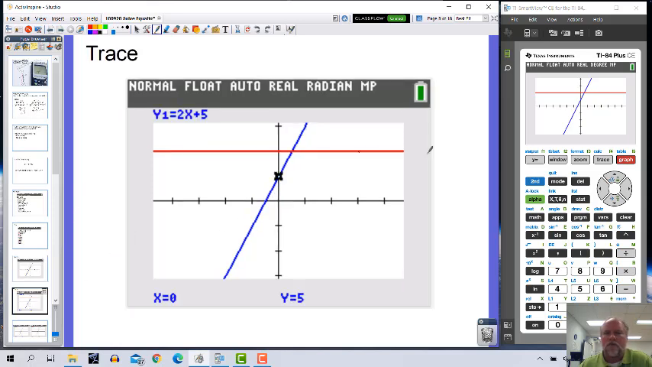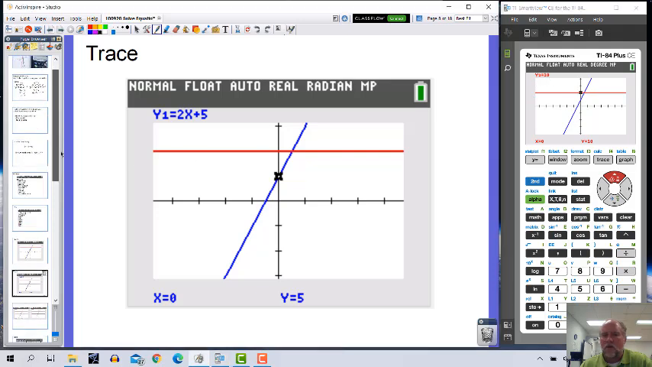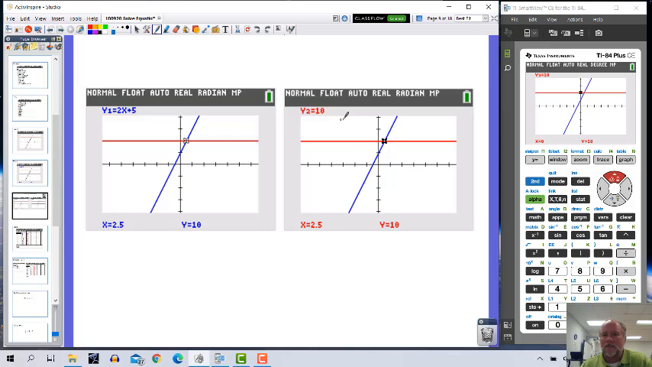First off, if we hit the trace button, it pops in on whatever is in what we call Y1. Whatever was in that Y1 spot is what's going to be there first, and it pops in where it crosses the y-axis. We can move that from graph to graph. Up at the top, it says y1 is equal to 2x plus 5. If I hit the up arrow key, I could switch that to y equals 10, or the other side, so that we can see both sides. Now I can flip it back and forth.